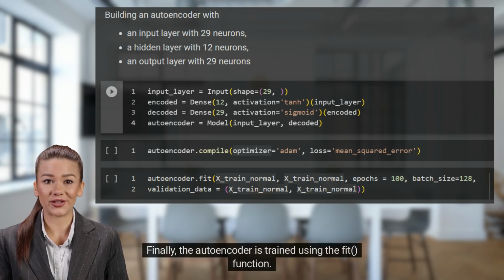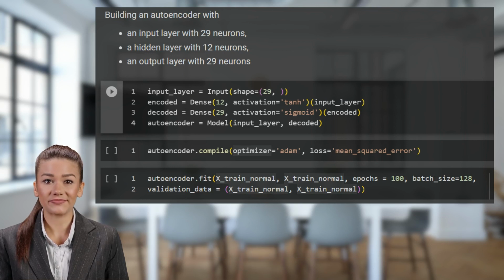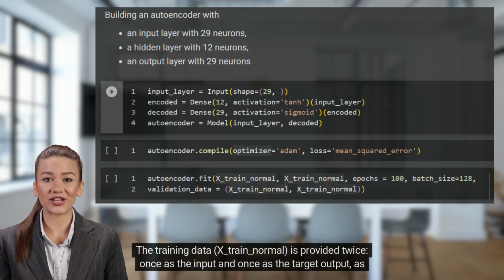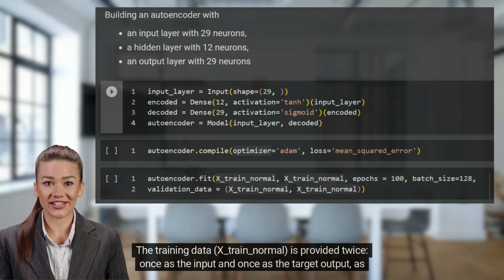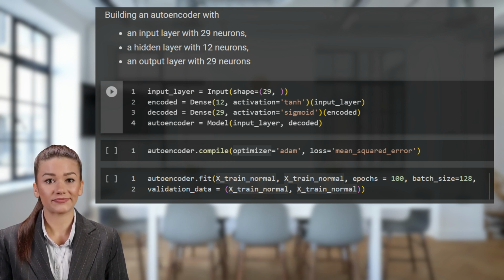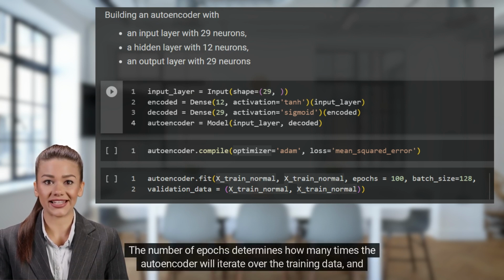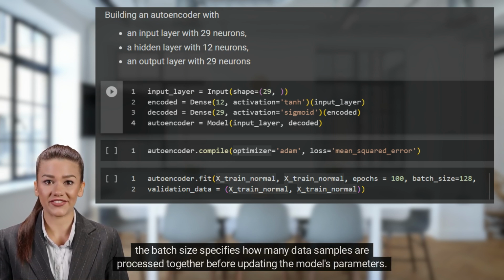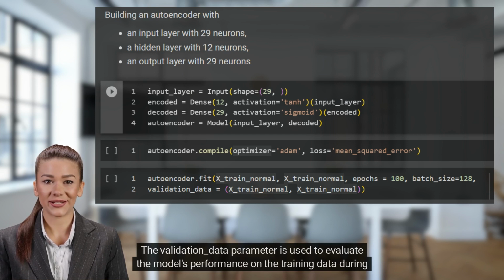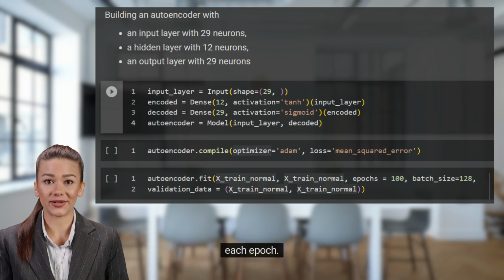Finally, the autoencoder is trained using the fit function. The training data, x_train_normal, is provided twice, once as the input and once as the target output, as the autoencoder aims to reconstruct the same data it received. The number of epochs determines how many times the autoencoder will iterate over the training data, and the batch size specifies how many data samples are processed together before updating the model's parameters. The validation_data parameter is used to evaluate the model's performance on the training data during each epoch.